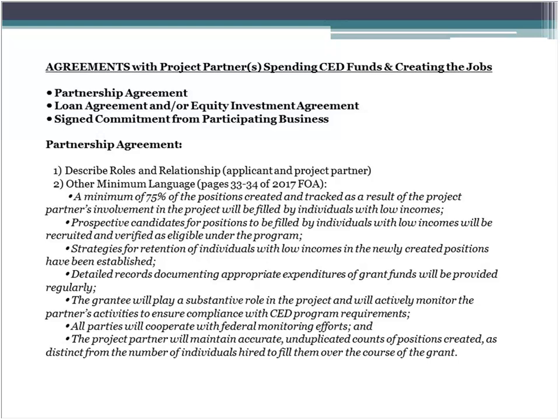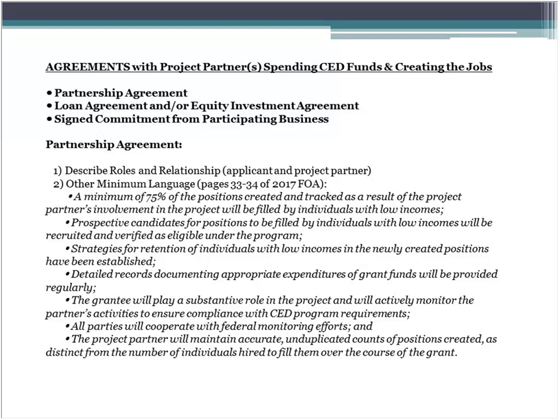They know that they need to create the jobs, and that at least 75% of the jobs need to be filled by individuals with low income, that they're going to be recruited and determined as eligible, all of these things. Again, they're going to document expenditures of grant funds and that those are going to be appropriate expenditures.